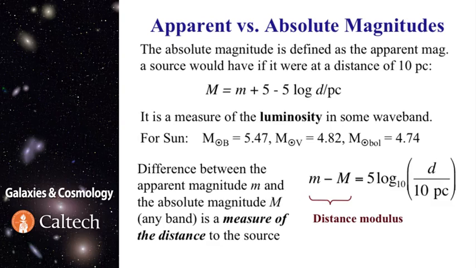As a handy measure of the distance, sometimes we use the difference of apparent and absolute magnitude, which is called the distance modulus, and it's equal to 5 times log of the distance divided by 10 parsecs. So this is how you can convert this.